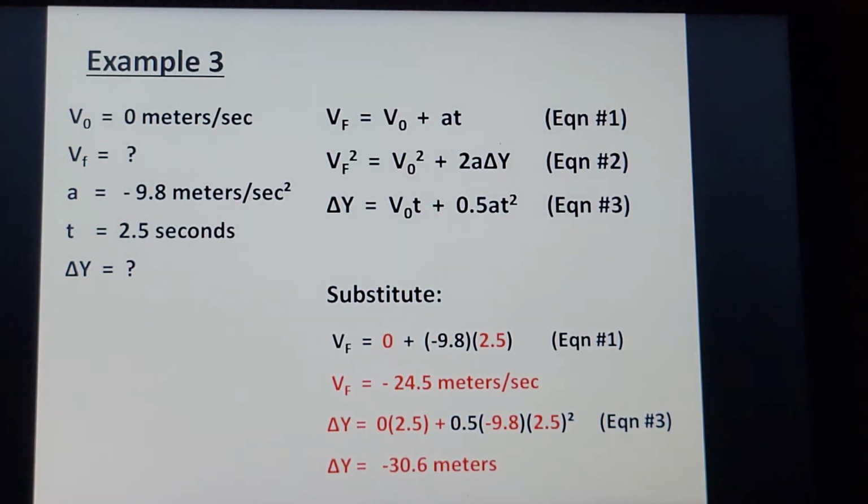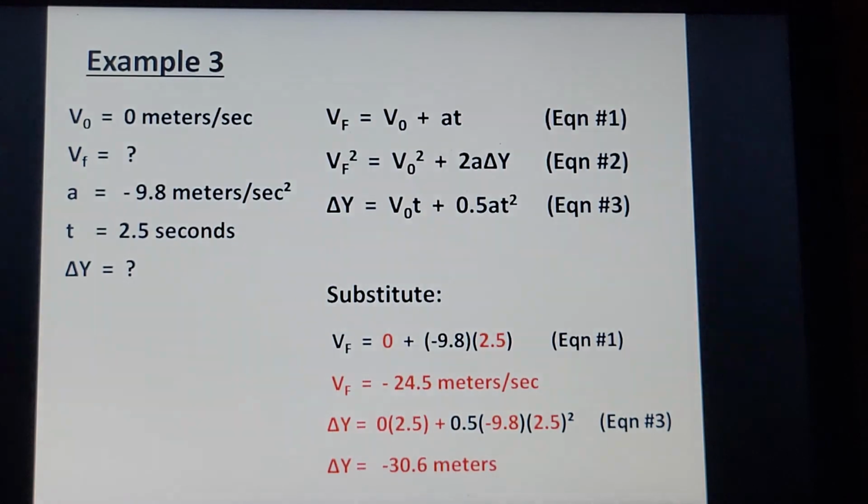Pick any equation that has only one unknown. In this case, again, we're going to pick equation 1 and determine that final velocity is negative 24.5 meters per second. And that makes sense, doesn't it? Because the ball is being pulled downward, and we've defined downward as being the negative direction for velocity.